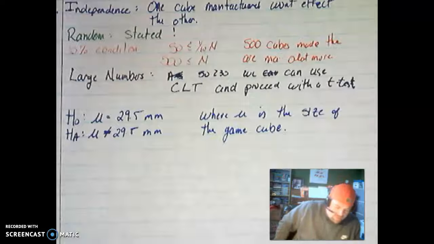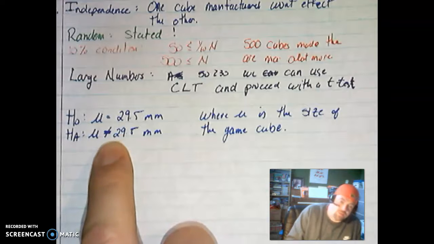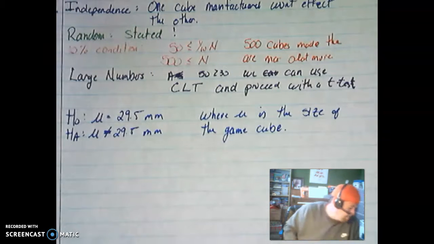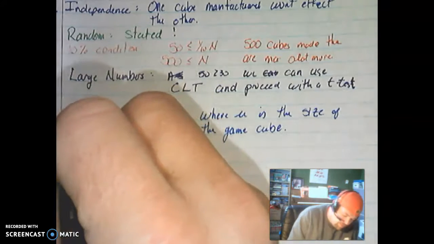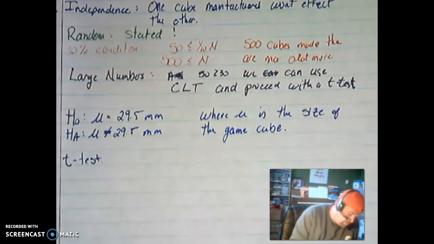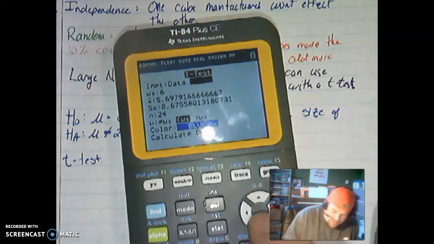Alright, so let's finish up this problem that we have. We've got our null and alternative hypothesis made up, where mu is the size of the game cube. What we need to do is a t-test. Okay, so I'm going to go to my test.